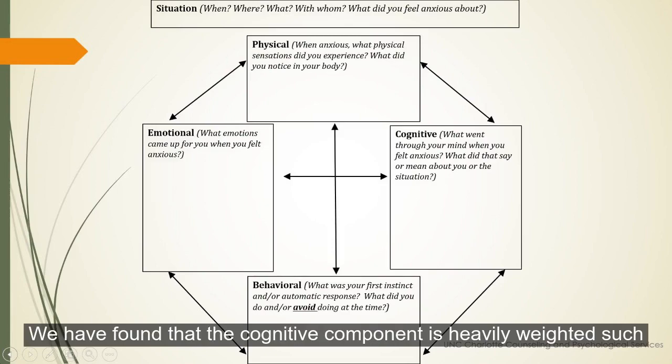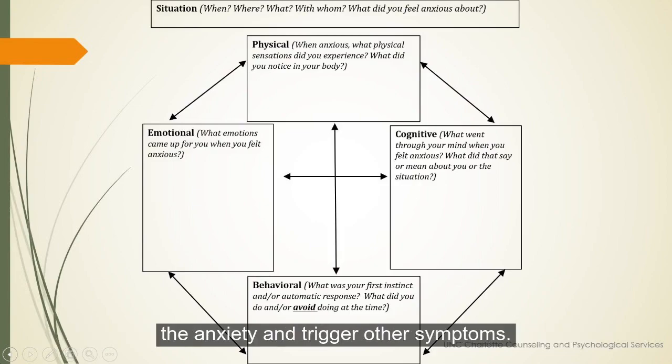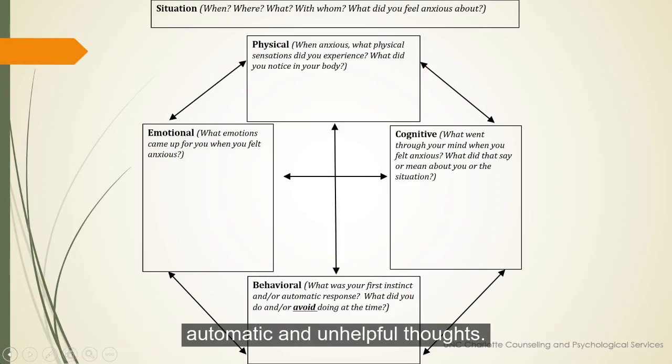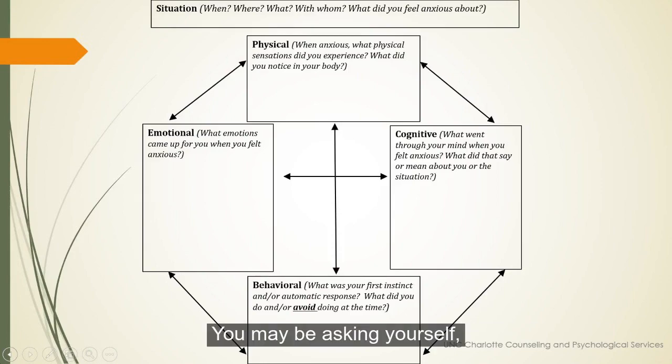We have found that the cognitive component is heavily weighted, such that the way you think about or interpret a situation can perpetuate the anxiety and trigger other symptoms. We spent the majority of last week talking about the impact of automatic and unhelpful thoughts. You may be asking yourself, so now what? What do I do about it?